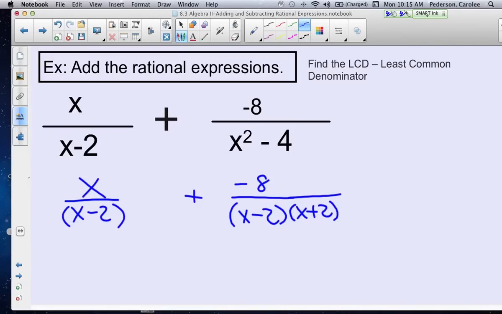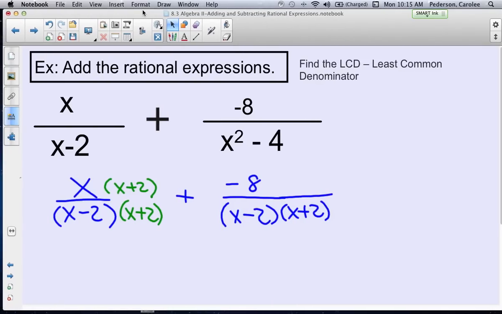Now we want to find the least common denominator, so we want to get them to be alike. Well, the least common denominator is going to be x minus 2 and x plus 2, so I want them to be alike. So I need to increase this first fraction, the numerator and the denominator, by x plus 2. Now if I look at the two fractions, they are both alike. They both have the same denominator. So now I can go ahead and add the two fractions together.